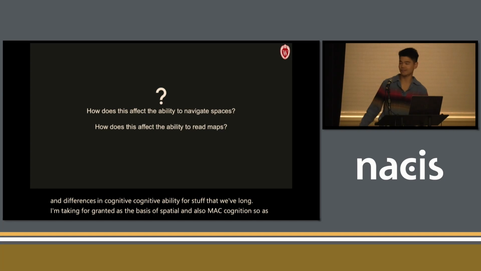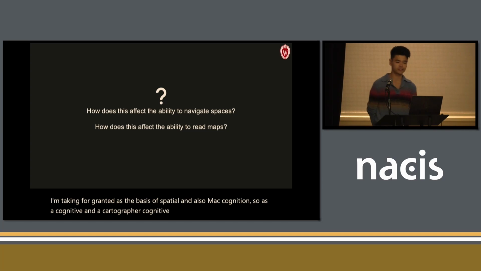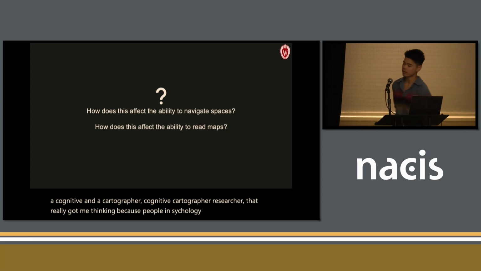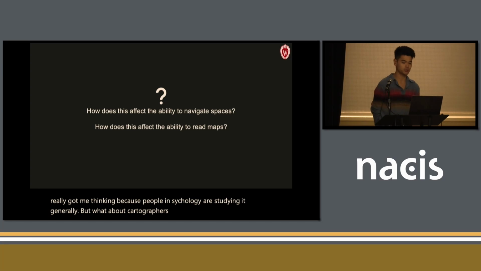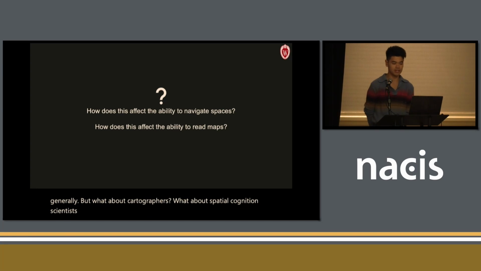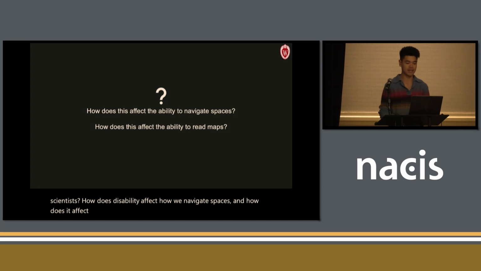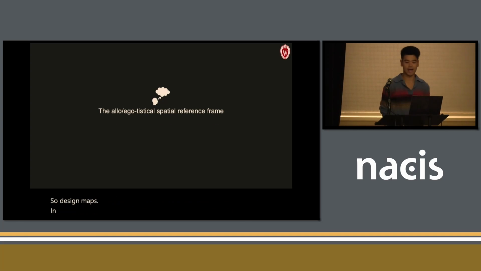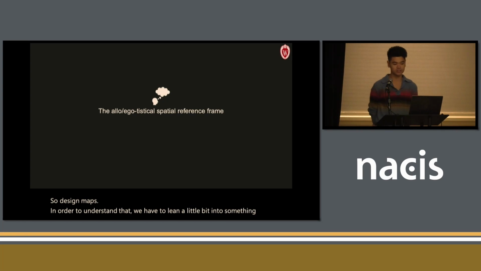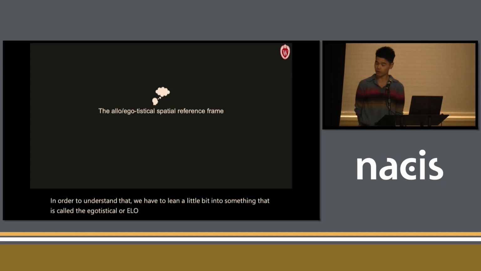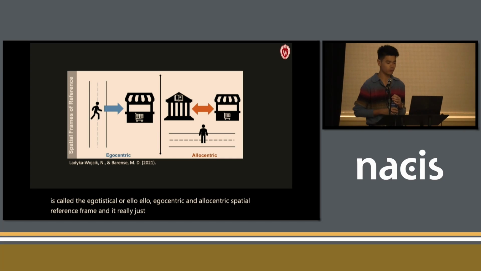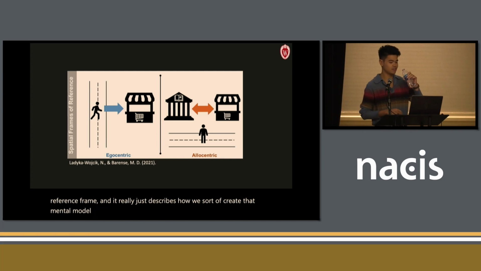So as a cognitive cartographer and researcher, that really got me thinking, because people in psychology are studying it generally, but what about cartographers? What about spatial cognition scientists? How does this ability affect how we navigate spaces, and how does it affect how we use and read maps and also design maps? In order to understand that, we have to lean a little bit into something called the egocentric and allocentric spatial reference frames. It really just describes how we create that mental model of our spaces in our brain.